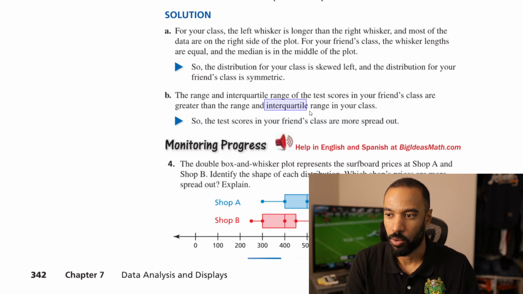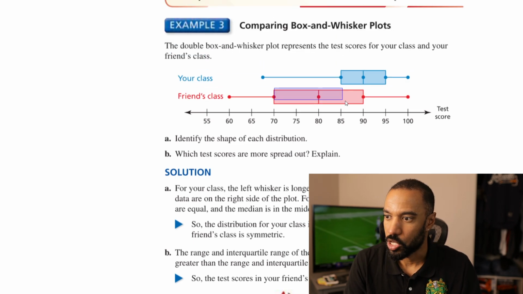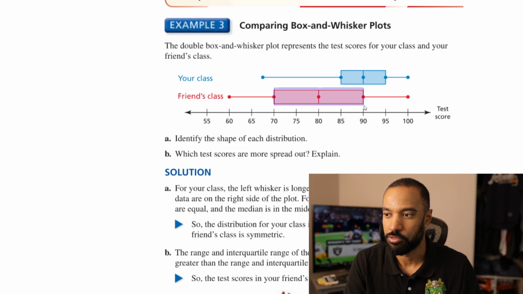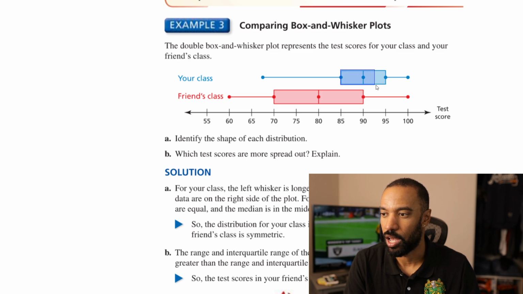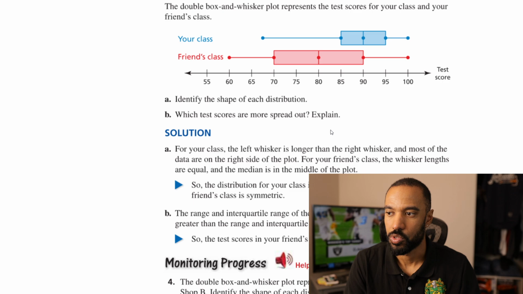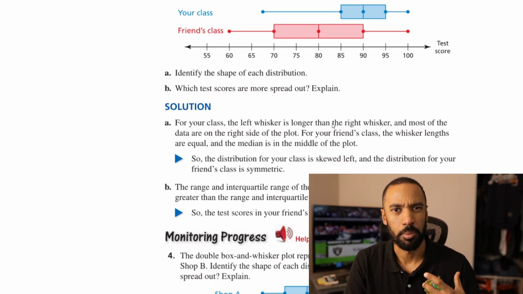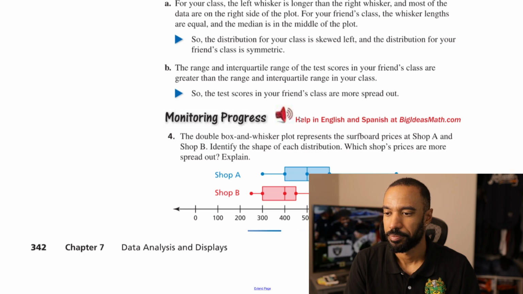They're also talking about the interquartile range. Even the interquartile range right here, just the middle 50%, that is a range of 20. And this is a range of 10 right there. So a double thing, right?